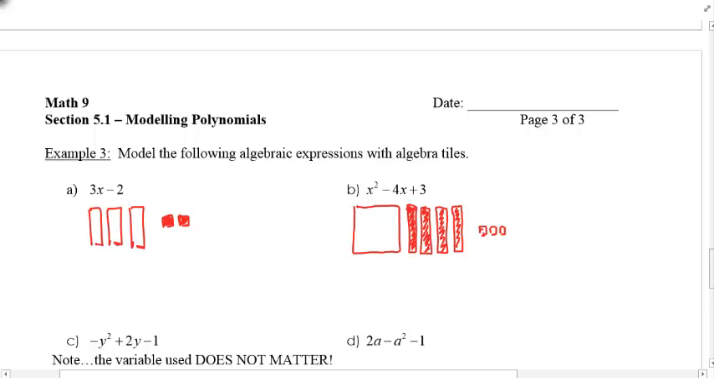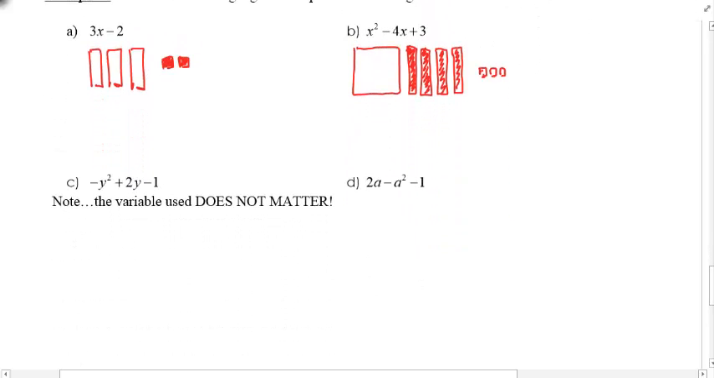Okay. I'm going to ask you to try C and D. Now, don't freak out if we have a different variable, okay? If I have x and y, no big deal, okay? Just know that, hey, I'm going to go and draw them out.